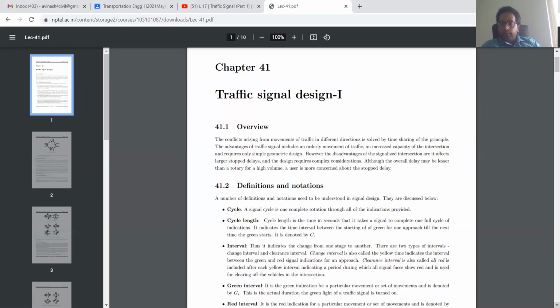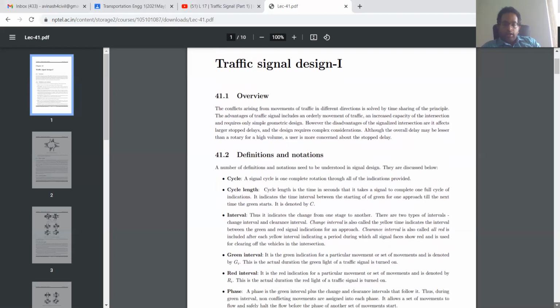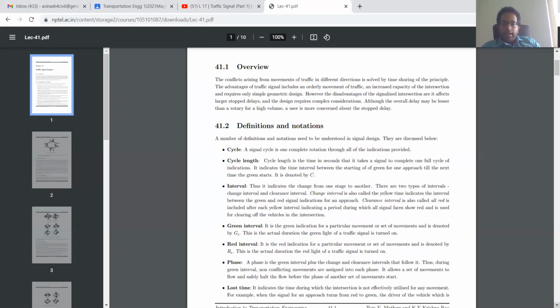After the green, before the red, there is a yellow period. This yellow period is the transition period, which shows that any vehicle, if present in the intersection, can clear off immediately because there is a red signal coming next. So this indication is known as the clearance indication. So this is why there are two types of intervals I told, change interval and the clearance interval. Now, green interval, red interval.